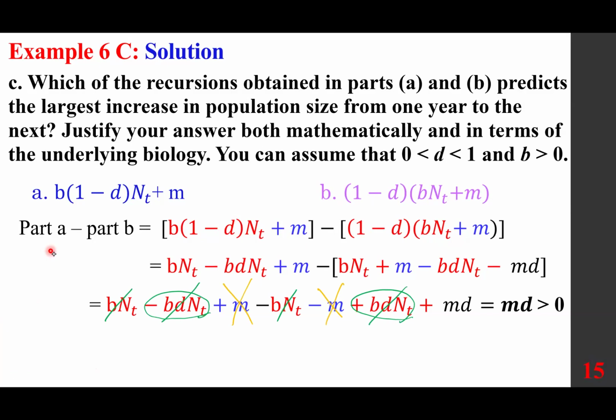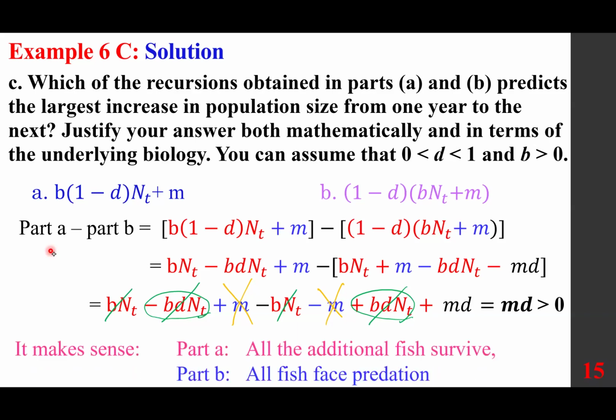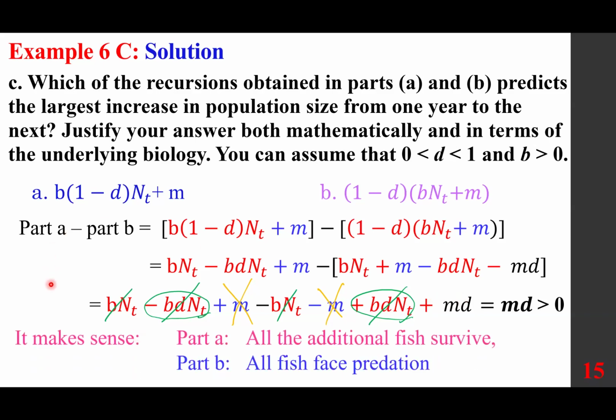Therefore, clearly part A gives us more. Why is that? As far as the biology point of view is concerned, it makes sense. So part A gives us more. All the additional fish survive. Remember, in the first case, we add M fish at the end. However, in part B, all fish have to deal with predation, including the M that we added. So notice 1 minus D times that. So mathematically and from a biology point of view, it makes perfect sense.